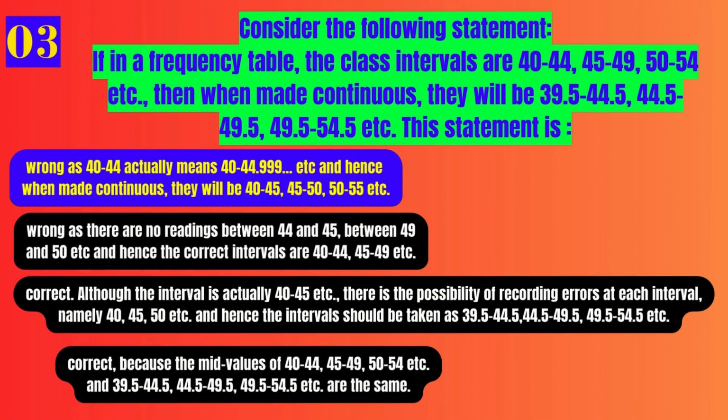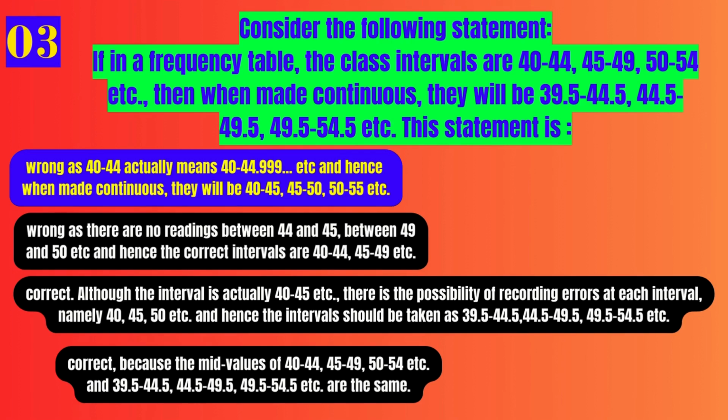Because the original class intervals 40 to 44, 45 to 49, 50 to 54, etc. actually mean 40 to 44.999, 45 to 49.999, 50 to 54.999, and so on. Therefore, when made continuous, the correct intervals are 40 to 45, 45 to 50, 50 to 55, etc.